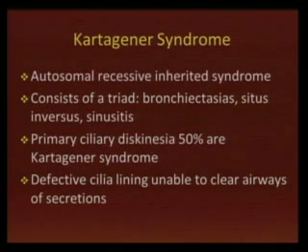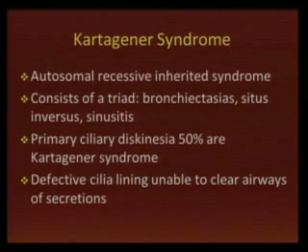Another disease that is associated with bronchiectasis is Kartagener Syndrome. That is a subset of primary ciliary dyskinesia. And what is the problem here? There is an abnormal structure and function of the cilia. And because of that, there is an impairment of the clearing of the secretions.